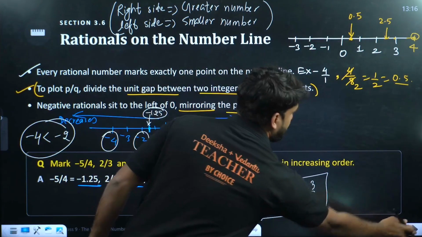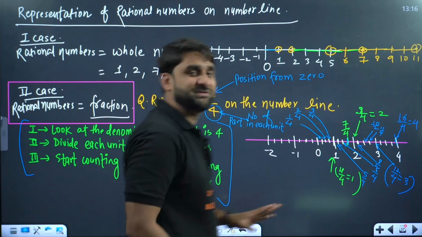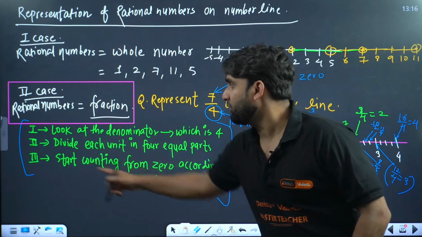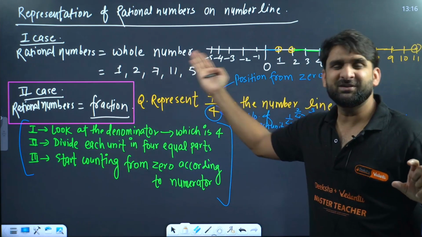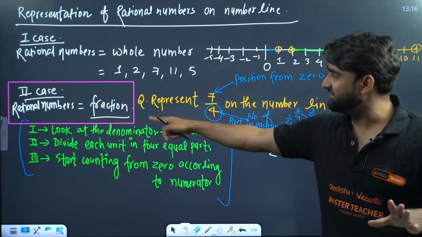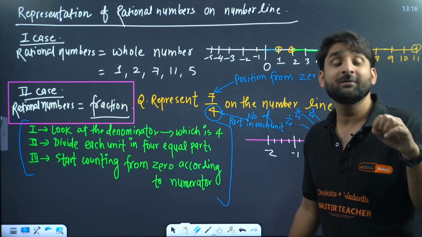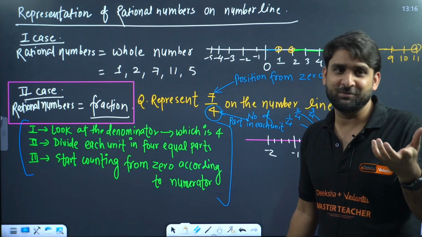Moving ahead. Okay, so this is done. I hope this is clear to you all, and this is the logic of how to draw fractional rational numbers on the number line. Whole number representation on the number line is very easy, but this is the most important thing, how to represent fractional form rational numbers on the number line.